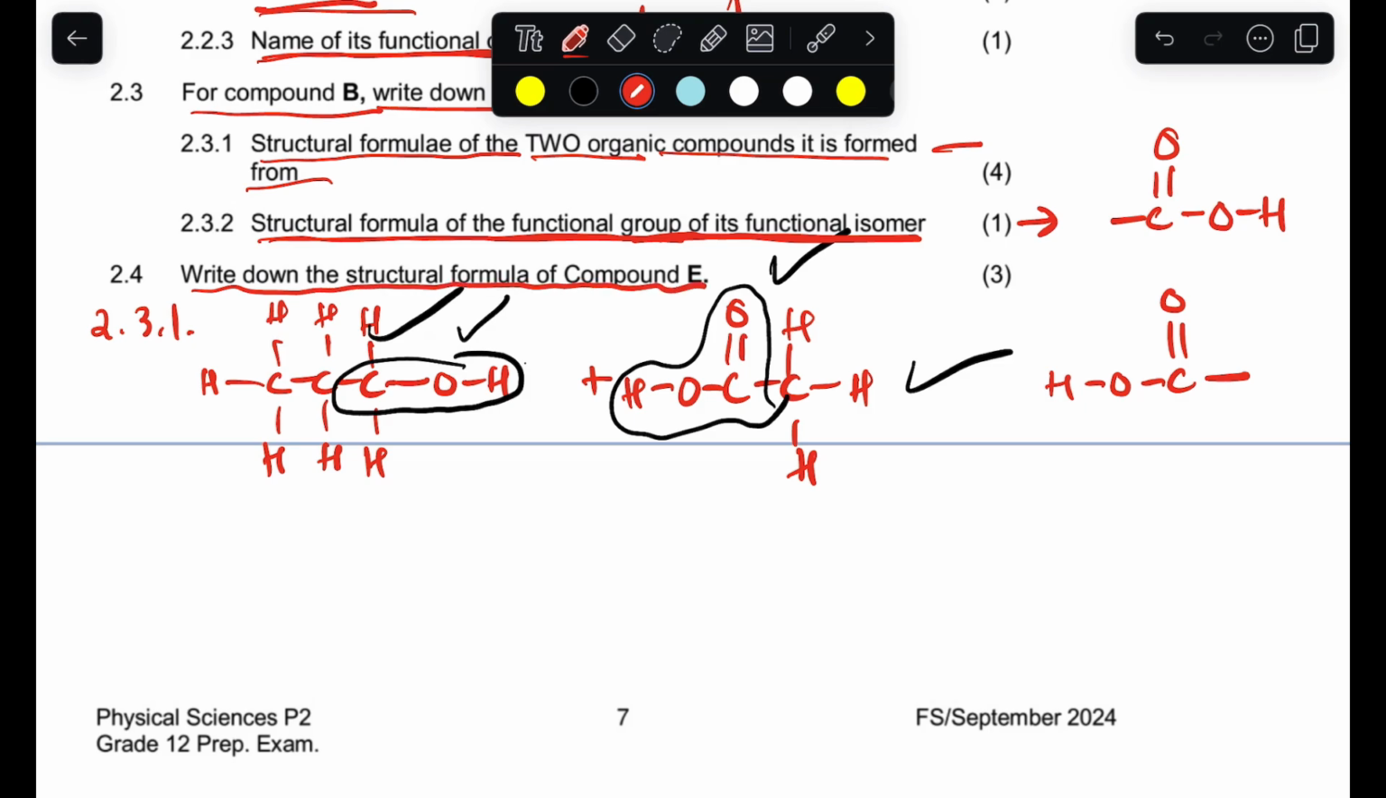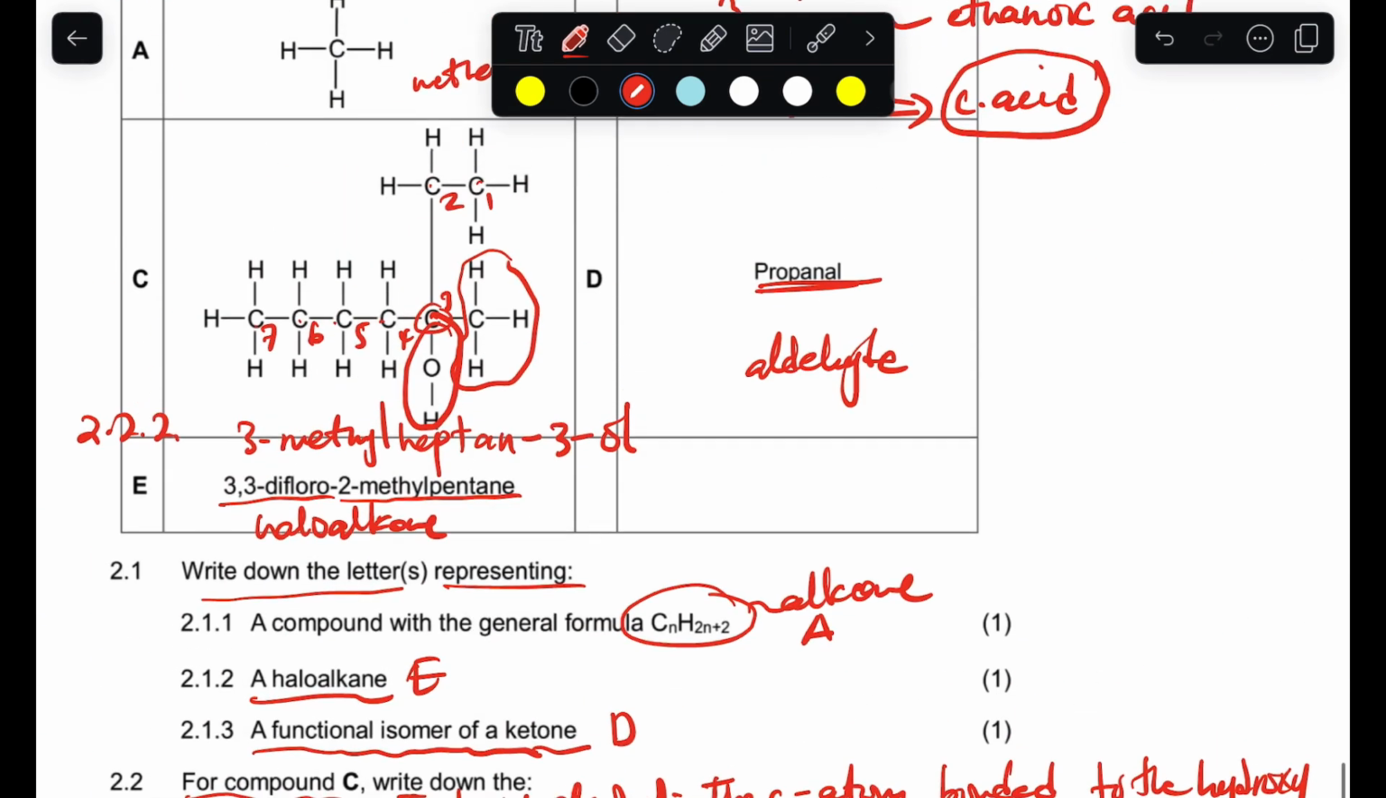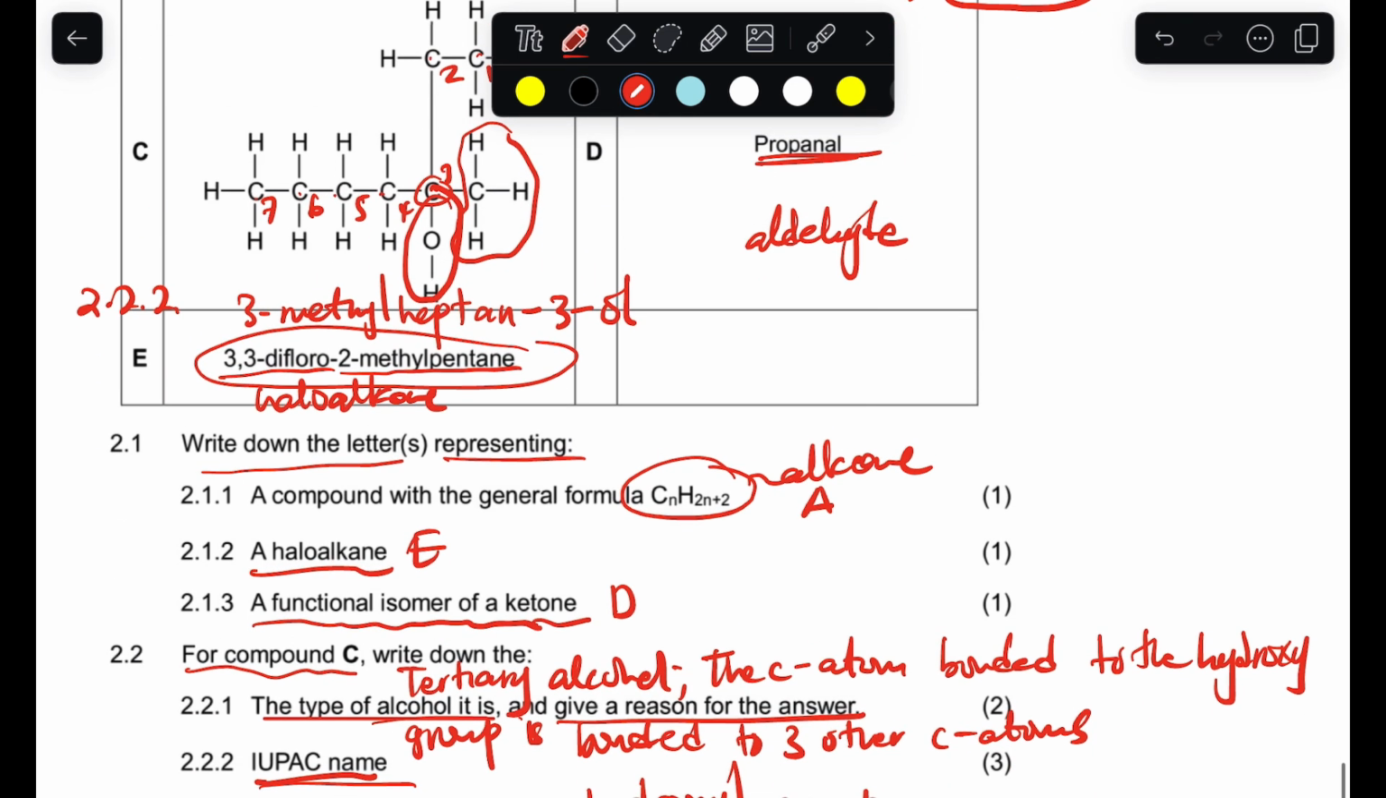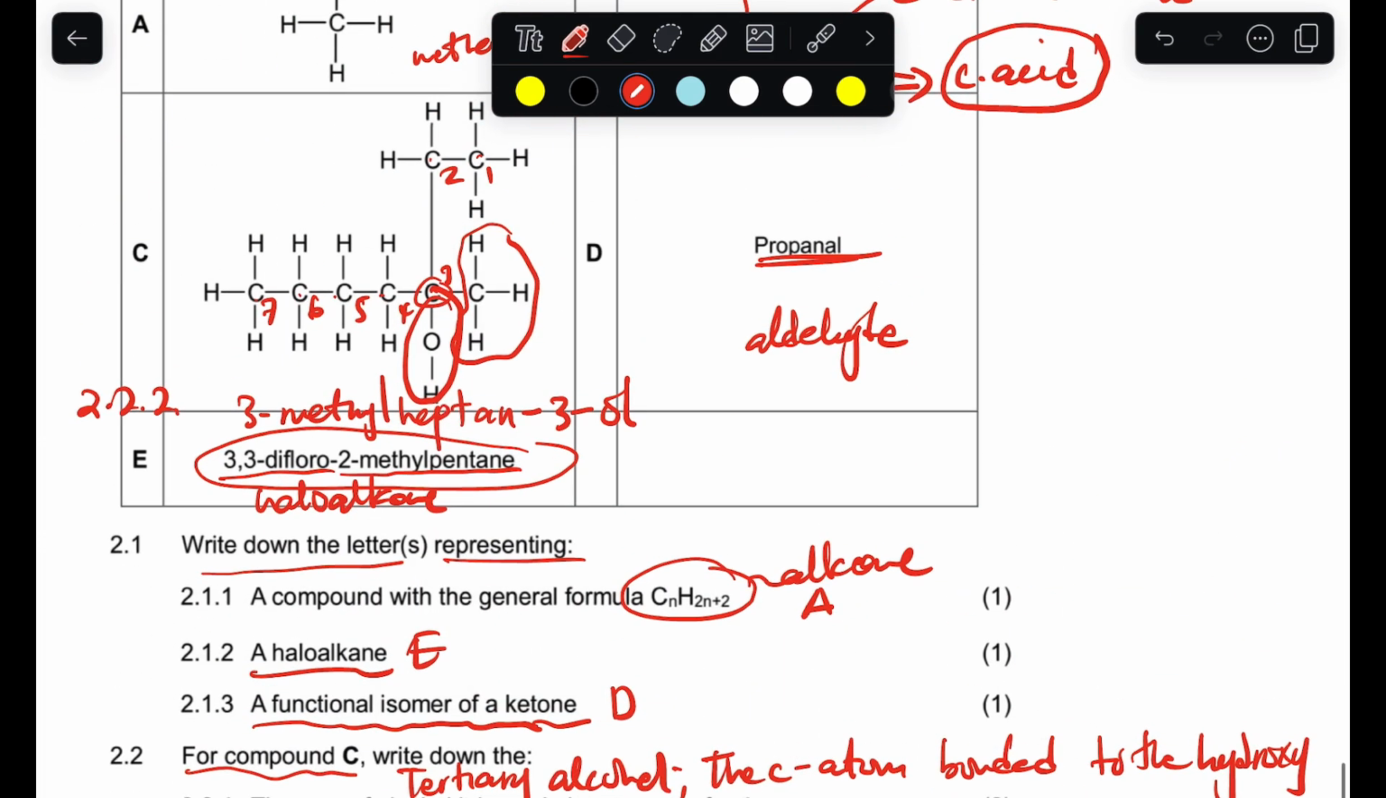Now write down the structural formula for compound E. What is compound E? Compound E is this one, this haloalkane. So can I answer it here? It's 2.2.4. And the parent here is pentane. That means it's 7 carbons. Pent, it's 5. It's not 7. It's 5 carbons.